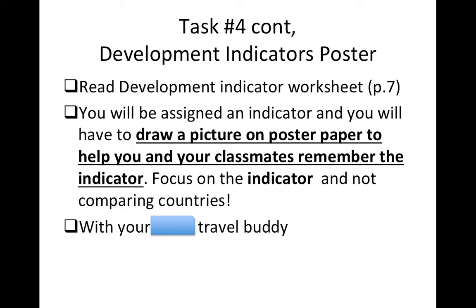What you are doing is you are drawing a picture about that indicator and only that indicator. Okay, focus on the indicator and not on comparing countries. Remember, you are working with your East Travel buddy or whoever I paired you up with.